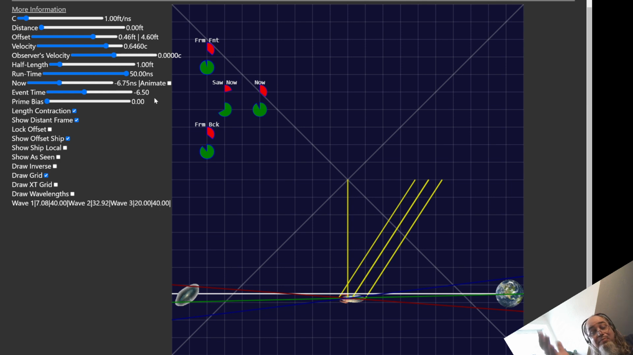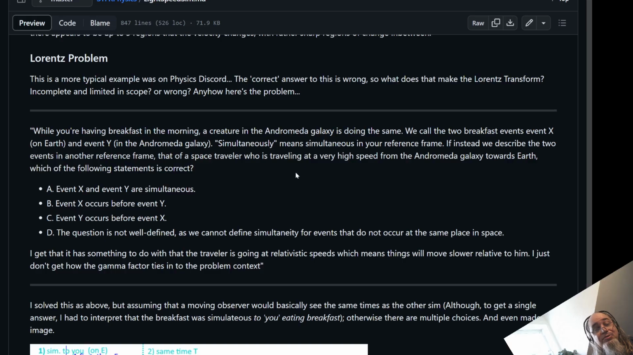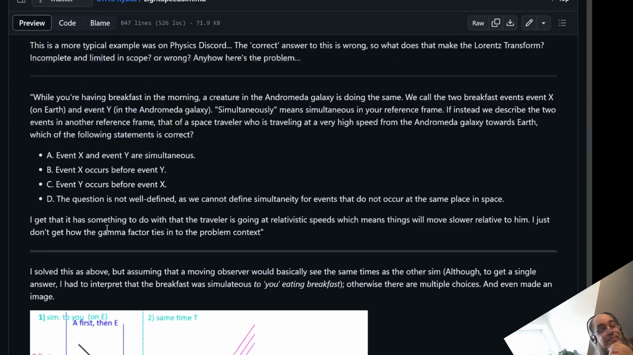Or you could say that they happen simultaneously. So which of the following statements is true? A and B are simultaneous. X is before Y? Sure. Y is before X? Sure. Question is not well defined. We cannot define simultaneously for events that do not occur in the same place in space. Well, it was defined up here in the question that simultaneous means in your frame. So it's not D, but it could be A, B, or C.